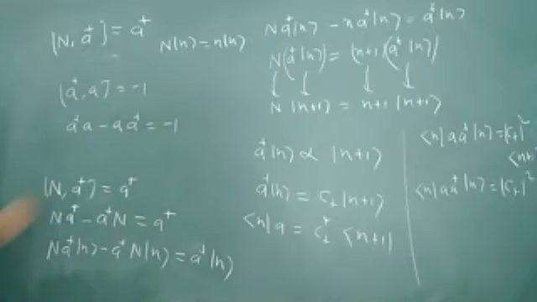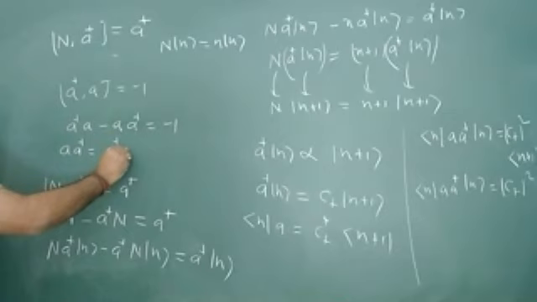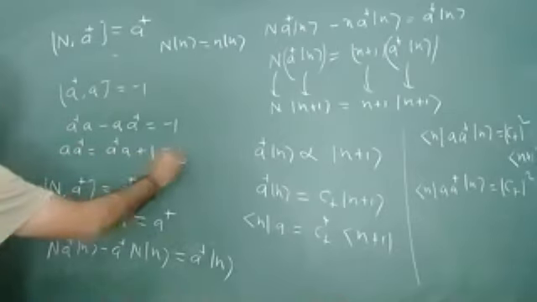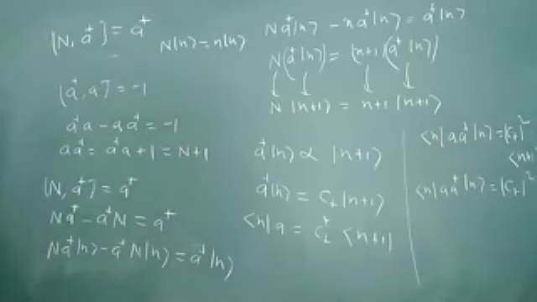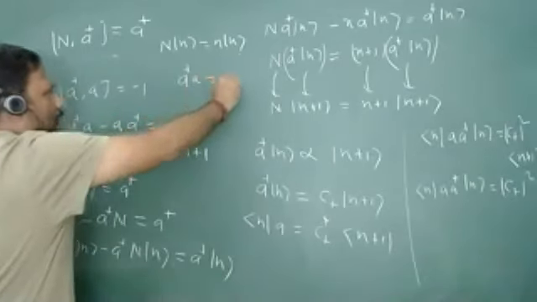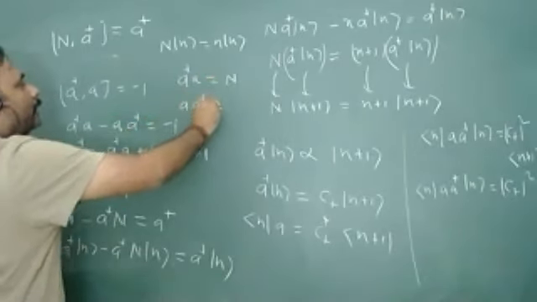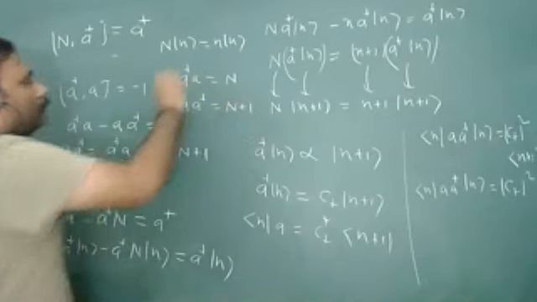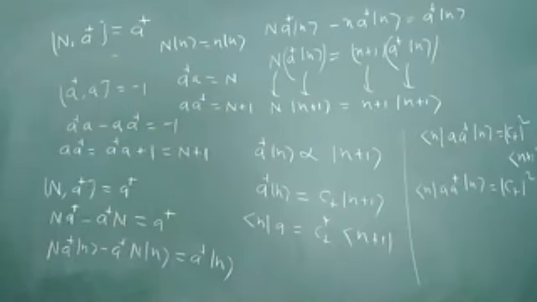So A A dagger is equal to A dagger A plus 1. So what is A dagger A? This will be equivalent to n, and so A A dagger is n plus 1. So please don't make the blunder. What do you have? You have A dagger A is equal to N, and A A dagger is equal to N plus 1. These two are different operators.